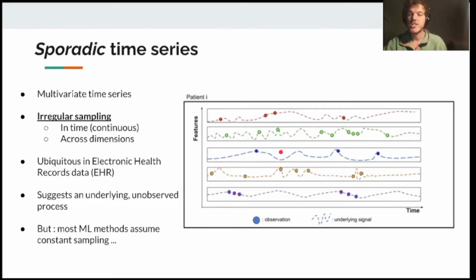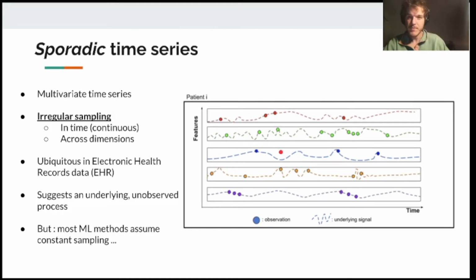This data suggests that there is some underlying unobserved and probably continuous process that generates them, but we only sample them at very specific times, which in the case of healthcare might be doctor visits, for instance. The issue is that most machine learning methods assume constant sampling. We're going to propose here an approach to deal with this type of time series in a continuous fashion.